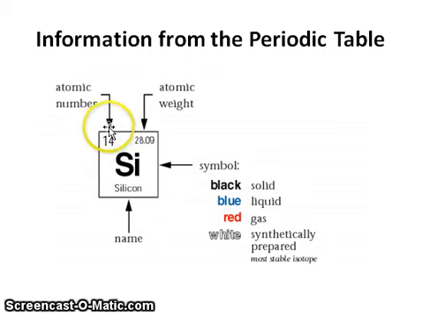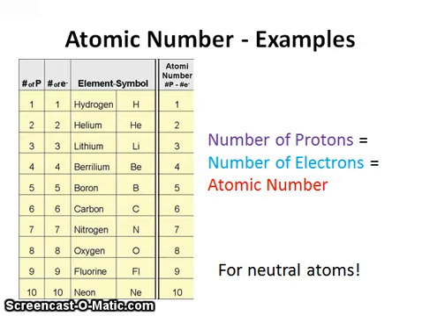Now, this is pretty simple. We're going to take a look at the upper left corner in this case, which is the atomic number. So for silicon, we have the atomic number 14. What does that mean? Well, we have 14 protons in the atom of silicon. This is the information that we can get from the atomic number. 14 will be equal to the number of protons. Let's take a look at more examples.